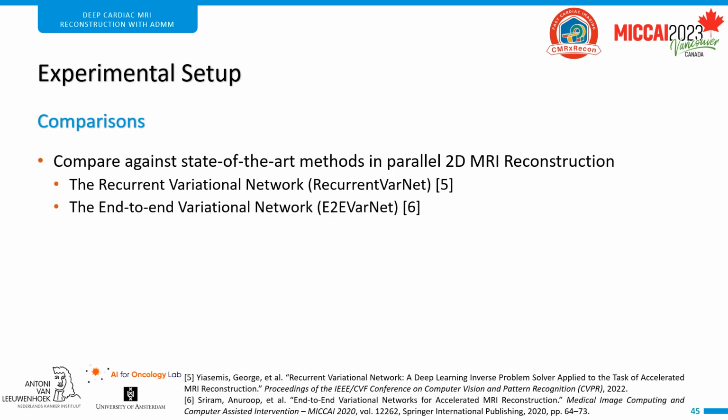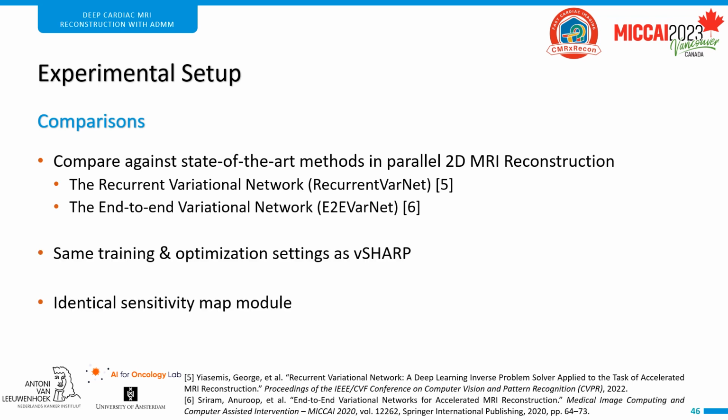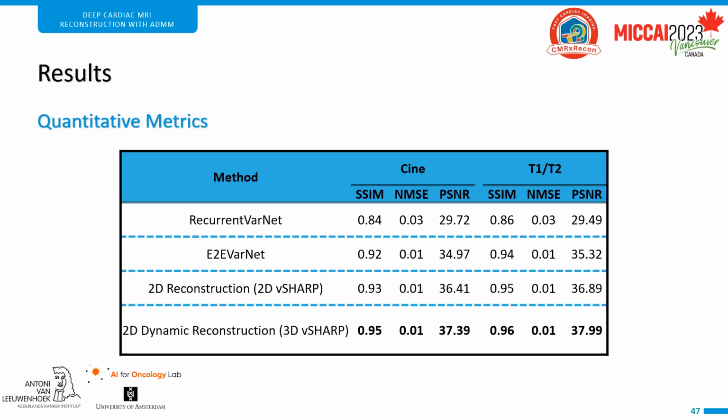To evaluate our methods, we compared them against 2 state-of-the-art 2D accelerated MRI reconstruction approaches, the recurrent variational network and the end-to-end variational network. Both of these approaches were trained using the same training settings, optimization, and training techniques as our proposed methods, as well as an identical sensitivity map prediction module. Now, let's dive into the results.